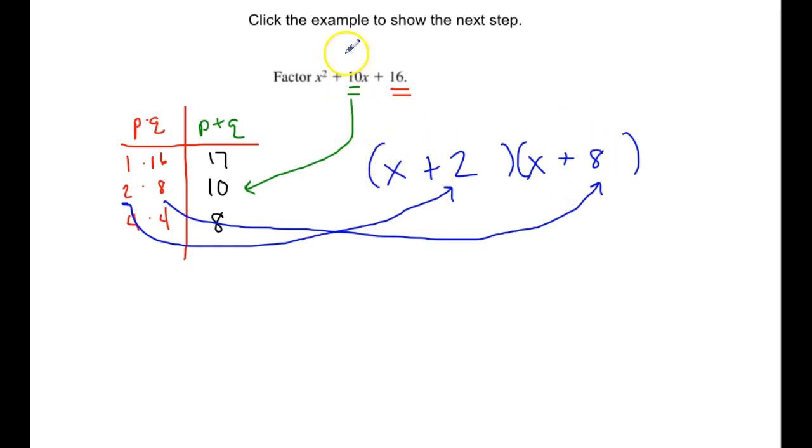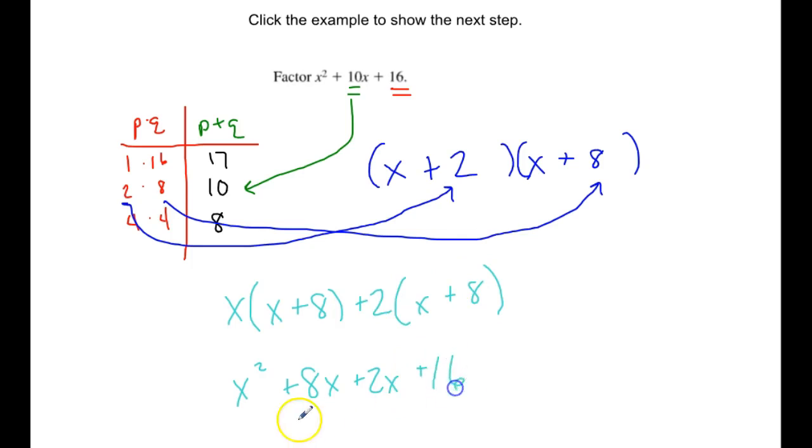I want to double check this one. We don't have to double check every single time, but I want to show you that it does really work. I'm going to multiply these two together. So I've got x times x plus 8, plus 2 times x plus 8. I'm just multiplying, and I generally multiply horizontally. Either way you do it, you'll come up with the same thing. So x times x is x squared. x times 8 is 8x. 2 times x is 2x. 2 times 8 is 16. Now I have my two middle terms that I can combine. So I have x squared plus 10x plus 16. I ended up with the same thing that I started with, so I know that these factors are correct.